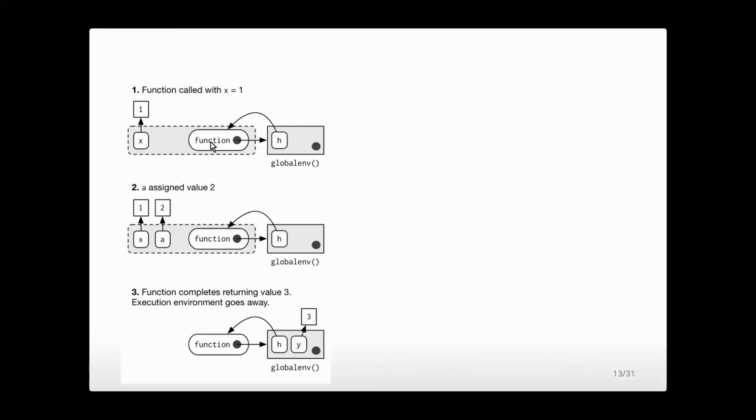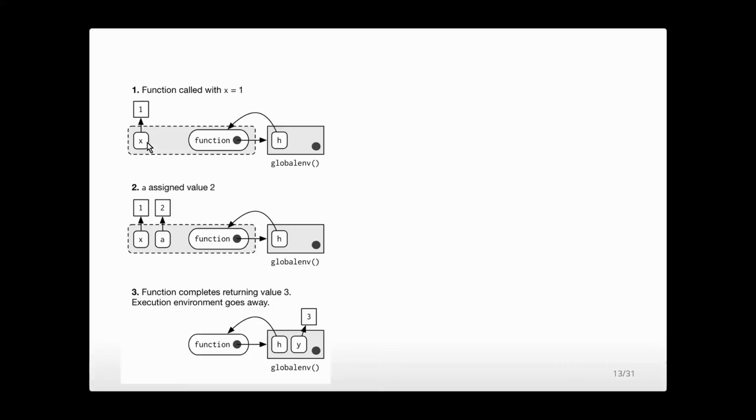Okay, so this is the picture that happens. h is a function. Its parent, or its enclosing environment, is the global environment, and the binding environment is also the global environment. So h refers to this function. When we call h with x equal to 1, it creates this dotted line area. This is the execution environment. Inside this execution environment, we are passing the argument x equal to 1.